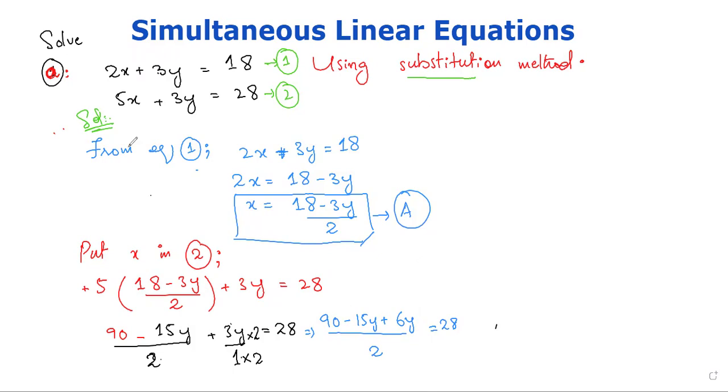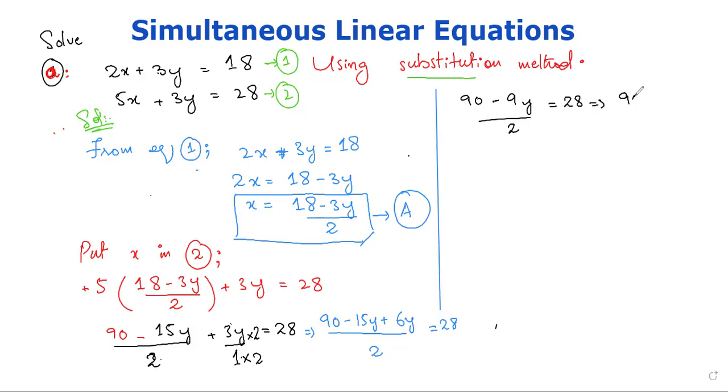Now we'll solve it ahead. It would be 90 minus 15y plus 6y. Minus into plus is minus. So 15 minus 6 is 9. And there is a negative sign with the greater value, so you are going to put a negative sign here. And minus 9y, whole divided by 2 equals 28.